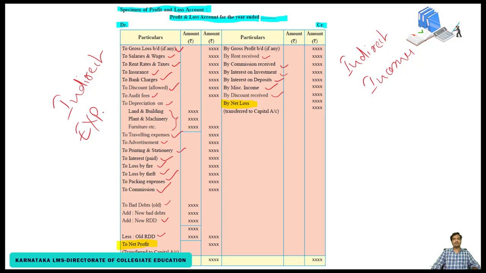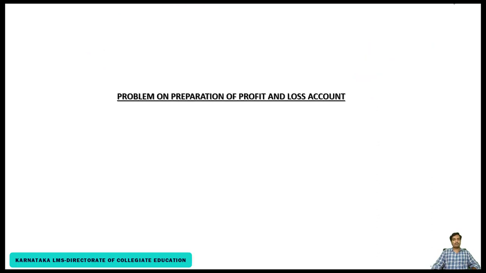So this is all about the format of profit and loss account. Now let us have a small problem on the preparation of profit and loss account. Let us now look at a problem on the preparation of profit and loss account. So let's start.